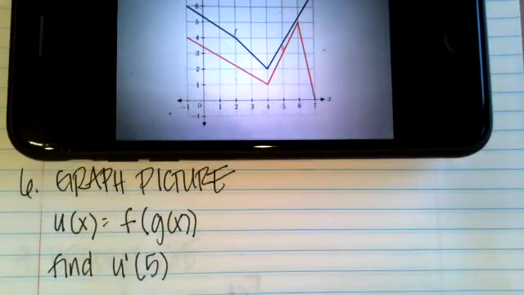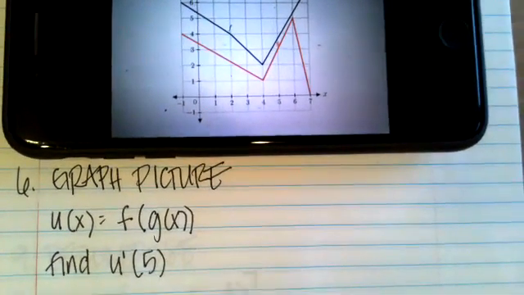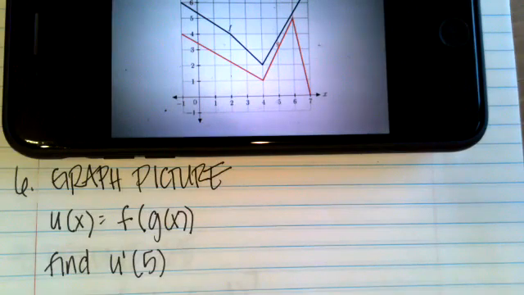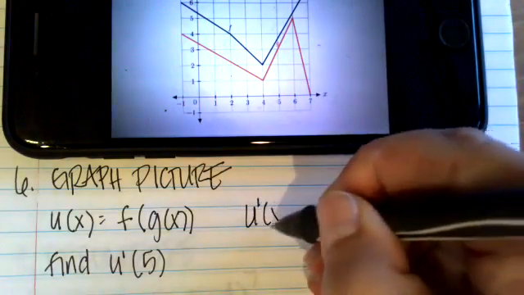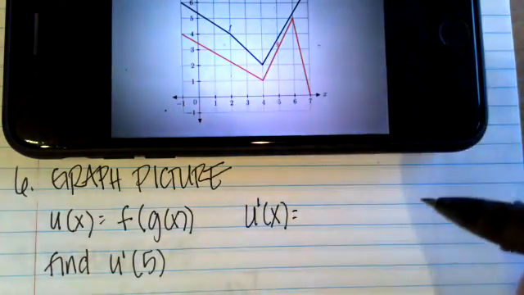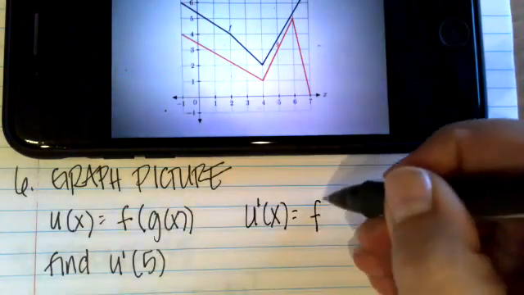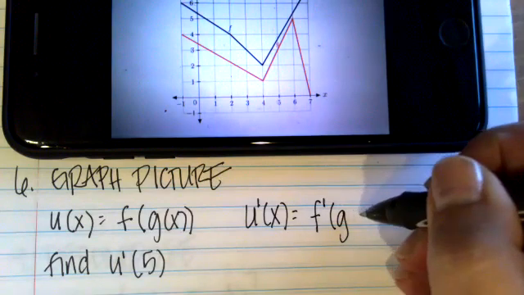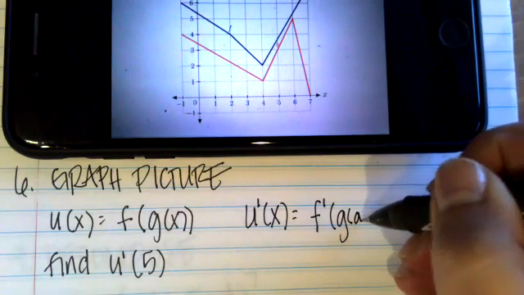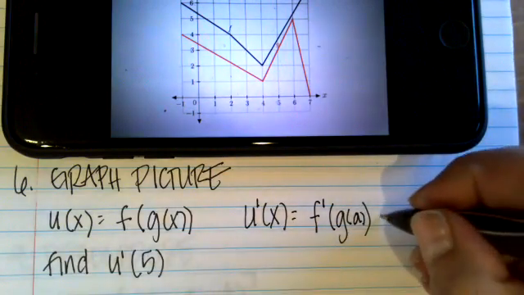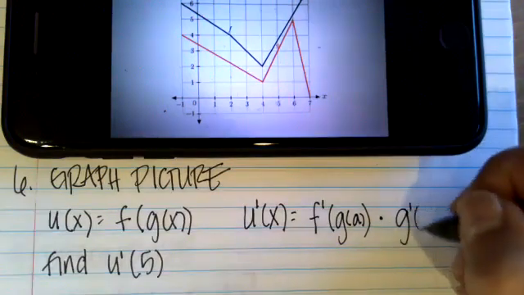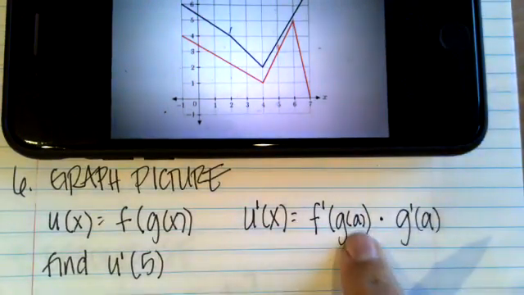And they want us to find the derivative of the u function at 5. Okay, so first of all, I've got to just figure out what numbers I need. And I would do that before I go to the pictures. And so I'm just going to generally say, okay, if I was going to find the derivative of this u function, I would first need to find the derivative of the f function just at whatever that g function, we'll call it g of a when we plug in that 5. But then the chain rule says I'd have to go back and multiply by the derivative of that g function.